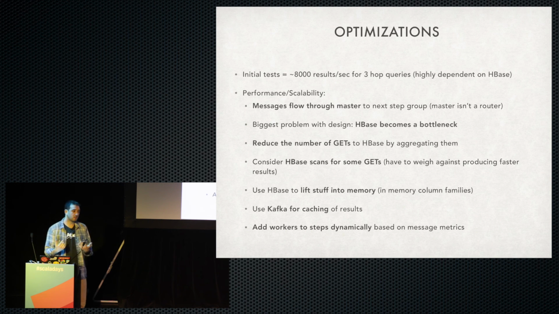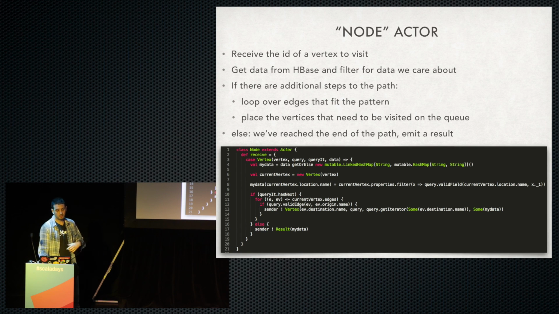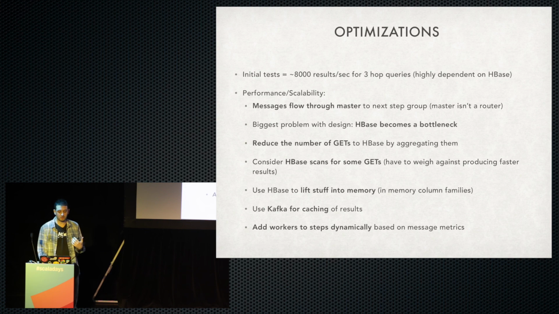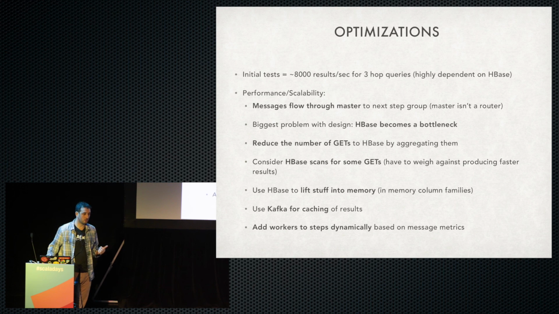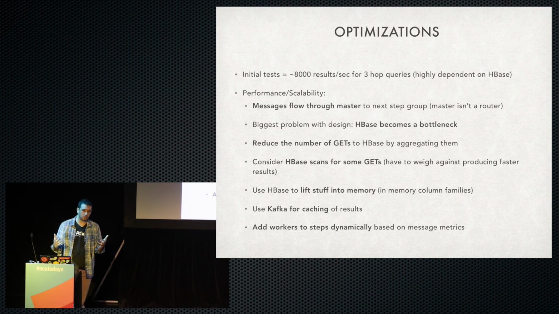In addition, messages flow through the master, as we saw, right? In the actor, we actually sent the next vertex to visit to the sender, which is the master. Now, in Akka, actors themselves are not optimized for routing messages. That's why we have routers. They've been built specifically to do that. So it's not a wise idea to send everything through the master. But because we wanted to segment the workers based on the steps, we had to do that. Right? The master itself was the one that contained all of these different groups of actors that needed to do that. So what can we do to improve this a little bit?